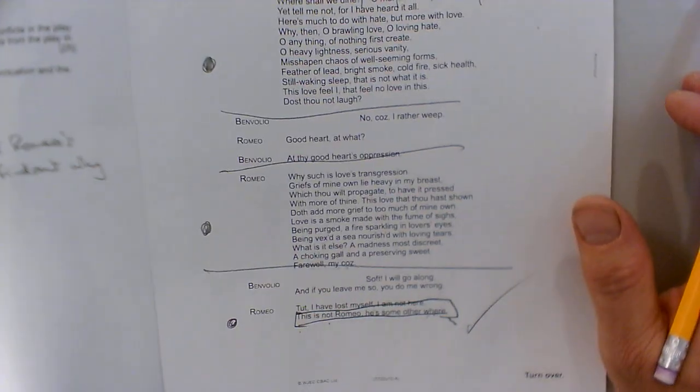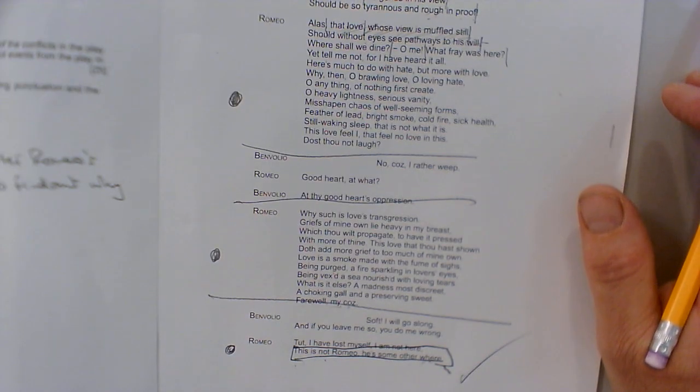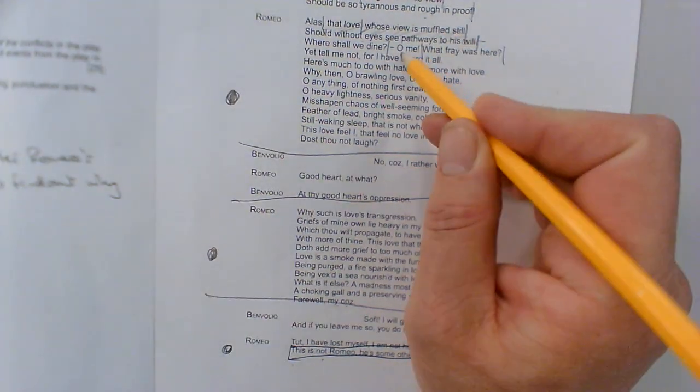"Where shall we dine?" Well, that's pretty straightforward. It's a bit of a change of topic, but he's saying, where are we going to go and eat? And then it's, "O me."